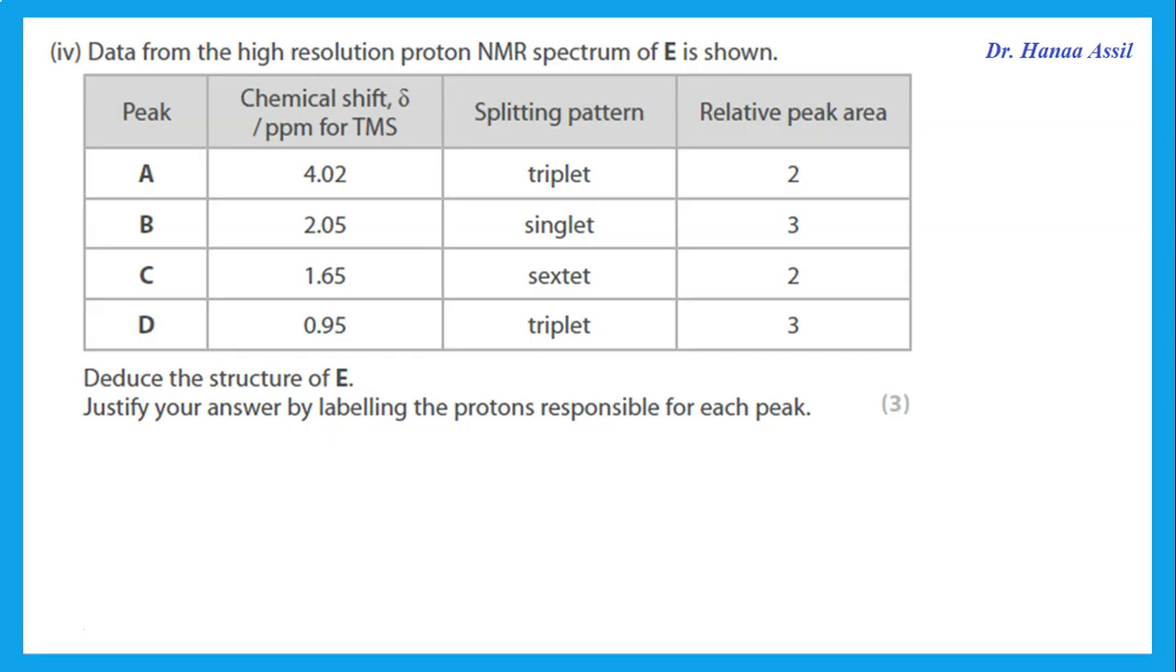Data from the high resolution proton NMR is shown. Deduce the structure of E and justify your answer by labeling the protons responsible for each peak. Okay, we know the formula. We know it has C5H10O2. And we said it's an ester. So this is something that has 5 carbons and it's an ester. Now, does this agree with the high resolution proton NMR? Well, yes. Let's take a look.